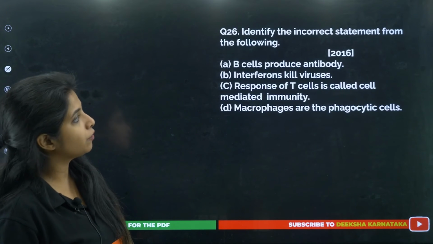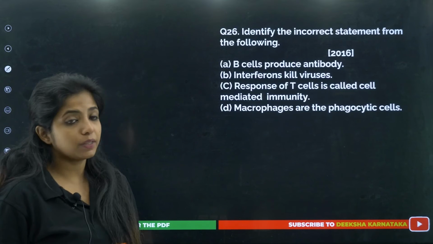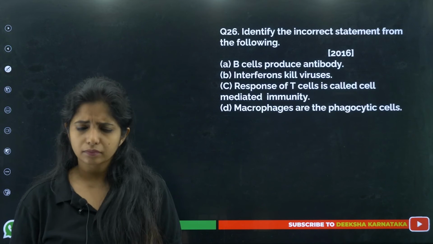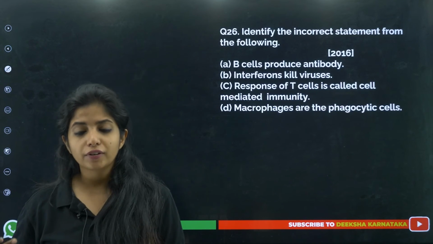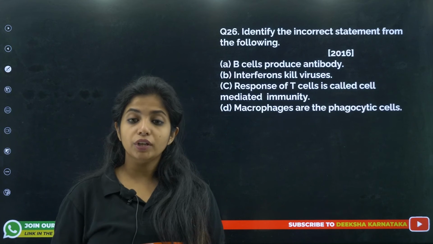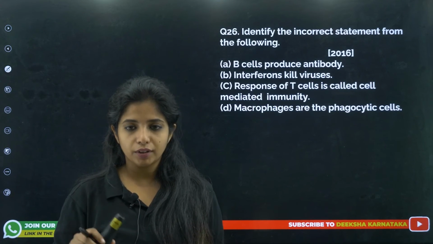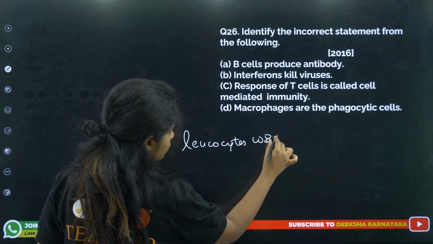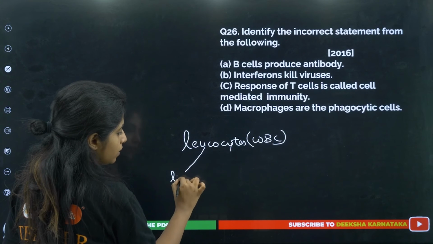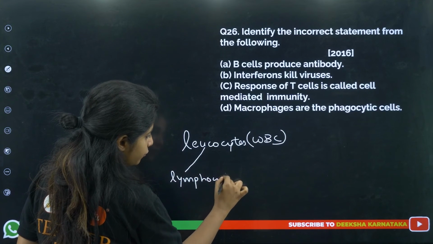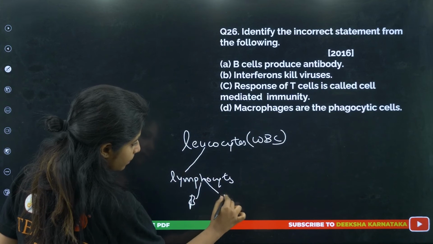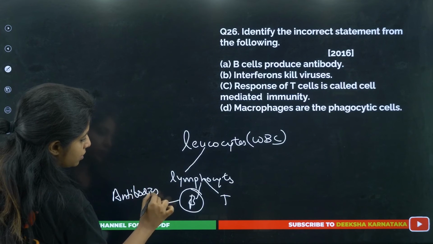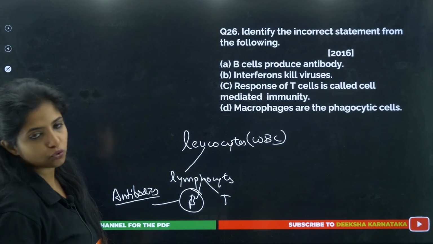Next question. Identify the incorrect statement from the following. B cells produce antibodies. There are different types of leukocytes, WBCs: lymphocyte, neutrophil, eosinophil, basophil. Leukocyte is a bigger category, meaning all the WBCs, white blood cells. In them you have lymphocytes. In lymphocytes you have B and you have T. B cells are responsible for the production of antibodies. So B lymphocytes produce antibodies, it is true.